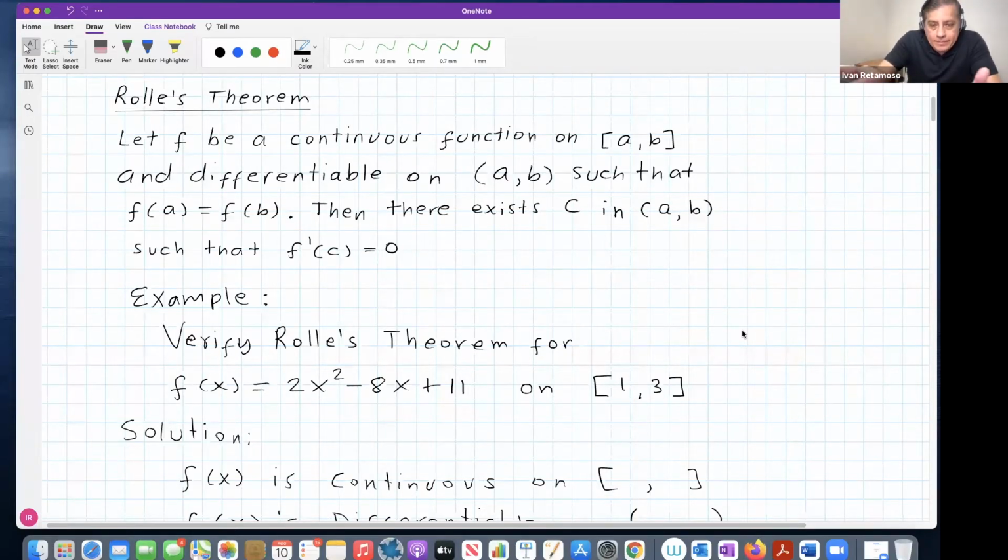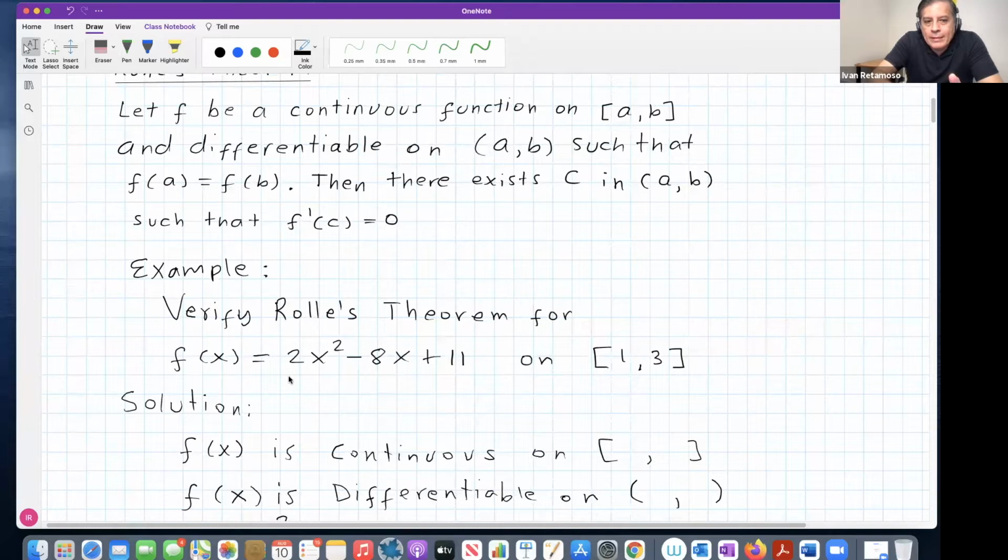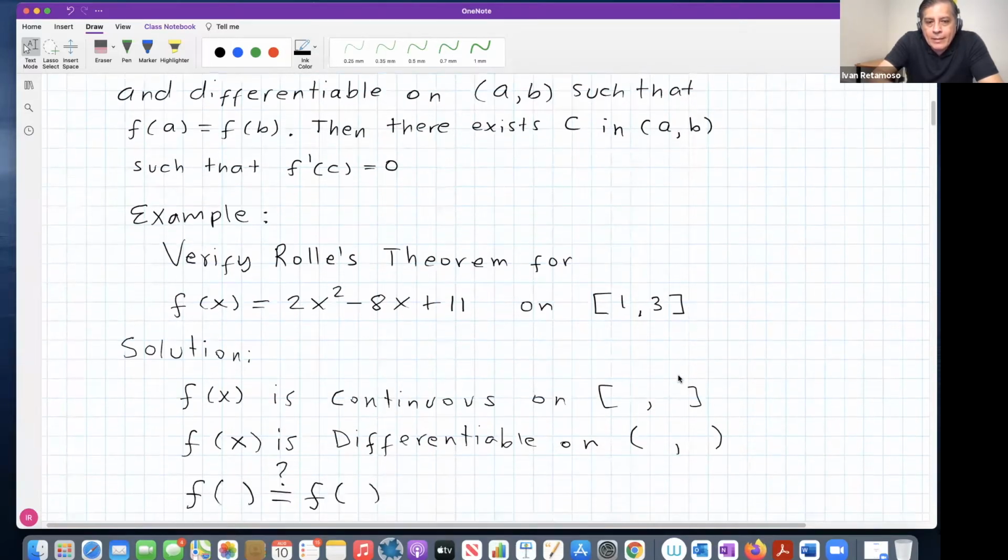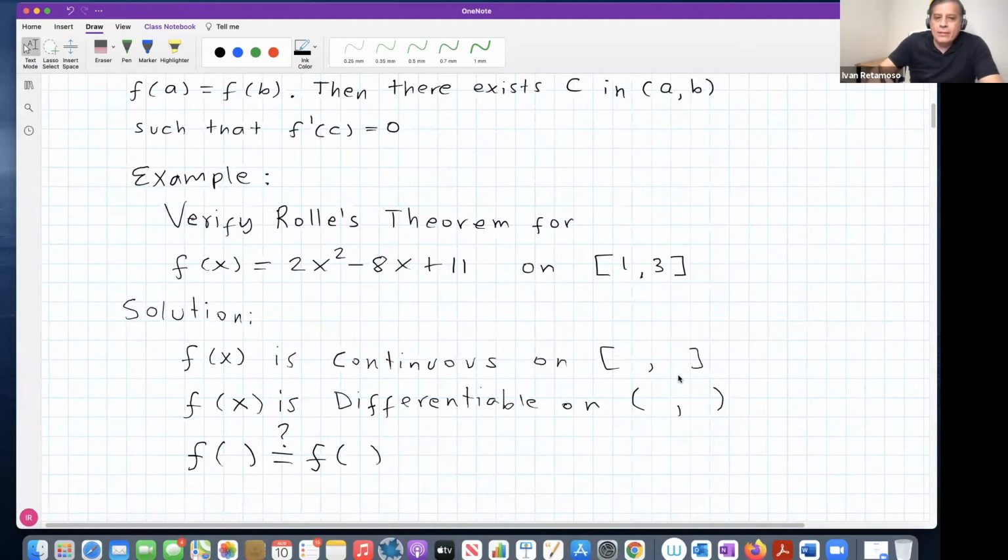Okay, great. So now let's go ahead and verify Rolle's theorem for this polynomial function f of x equal to x squared minus 8x plus 11 on this interval [1, 3], right? All right, let's first verify the conditions for Rolle's theorem to hold, to be true. Rolle's theorem requires continuity. The function must be continuous over this interval, right? So is f of x continuous on the interval [1, 3]?